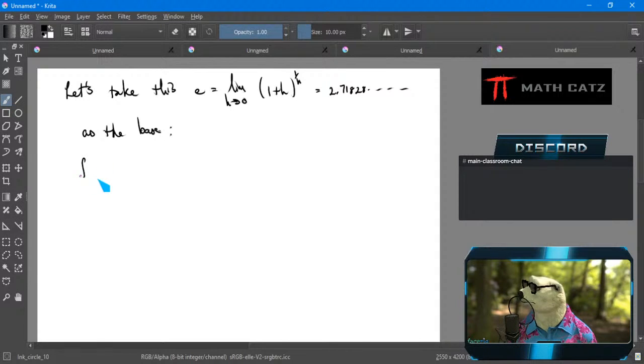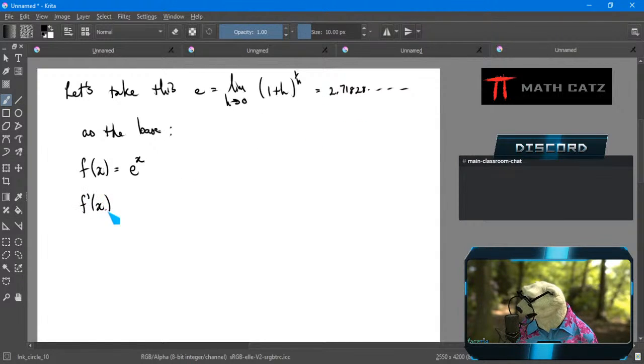So now our function is this weird number to the power of x. Now remember, I can have any base. As long as it's not 1 and it's positive, I have an exponential function. I have infinitely many exponential functions. By changing the base, this is one of them.